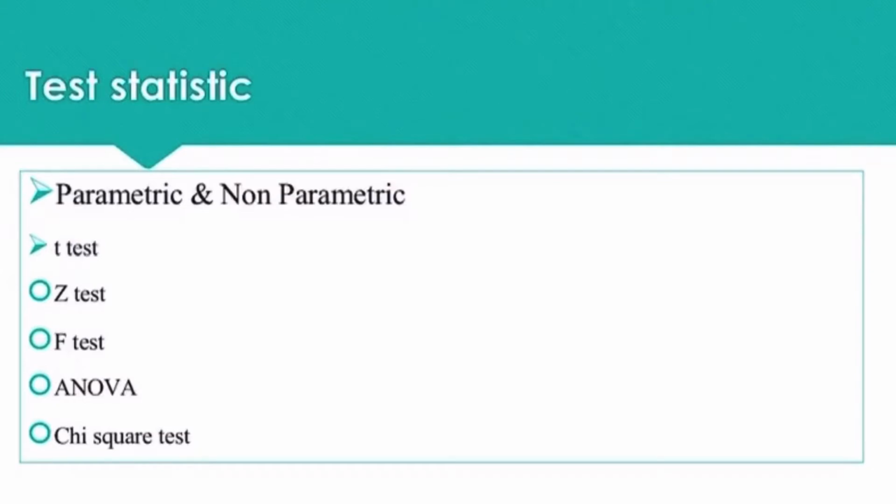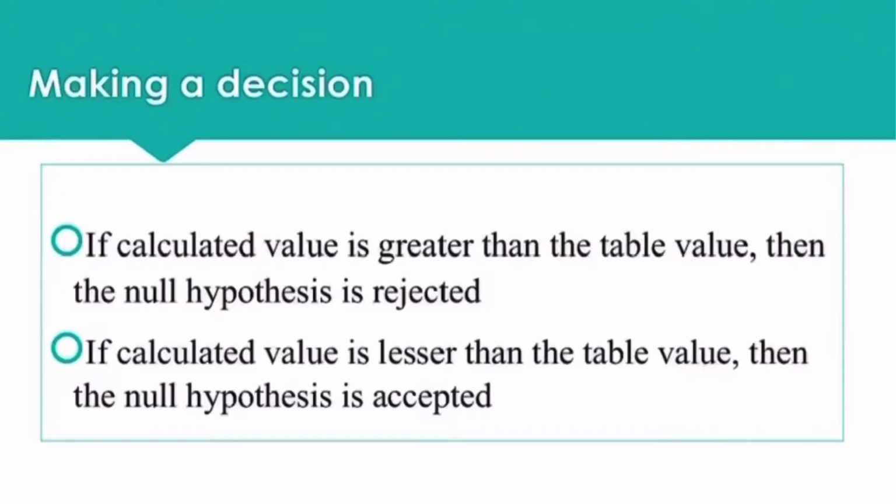Chi-square test is a non-parametric test. So this is used for categorical variables. This test is used when the data available is in the form of frequencies. Here, the fit between observed and expected frequencies is determined. Now, how do we make a decision regarding accepting or rejecting the null hypothesis?